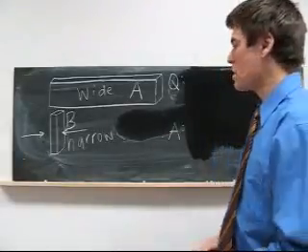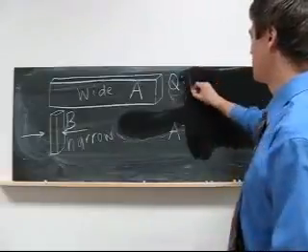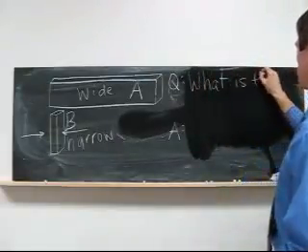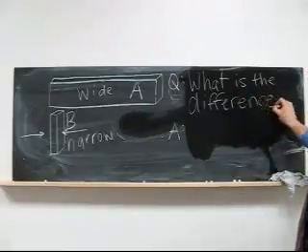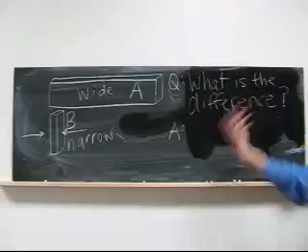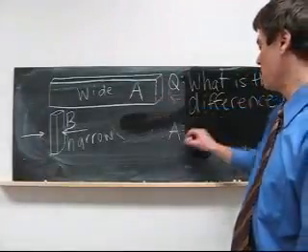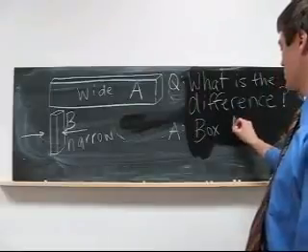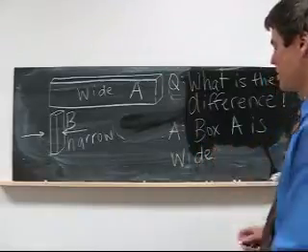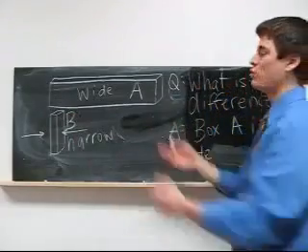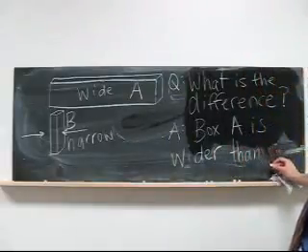General question. What is the difference? What's the difference between box A and B? What's the difference? Well, the difference is box A is wider. Remember, wide. Box A is wide, but it's wider than B. Wider than box B.